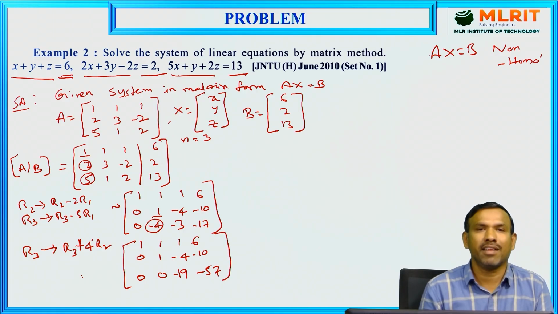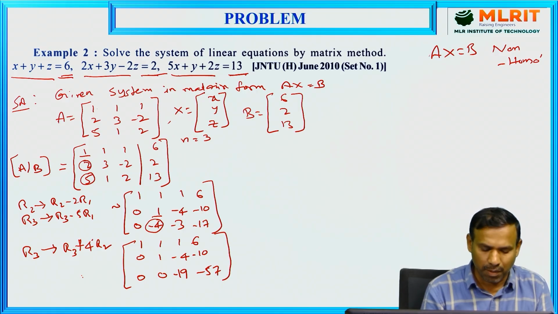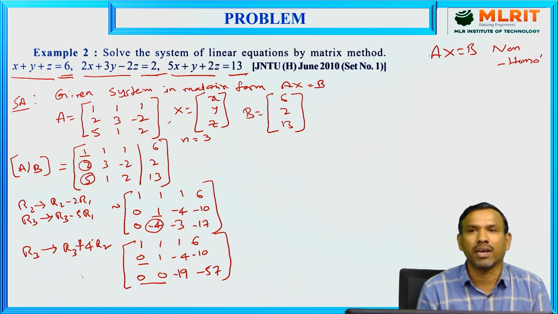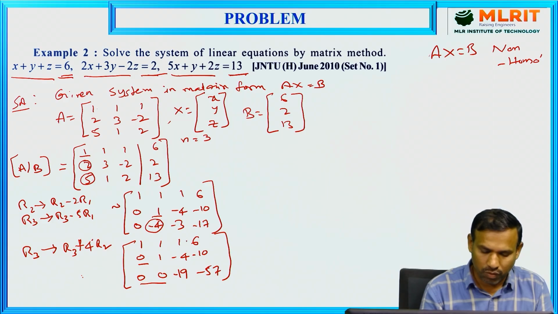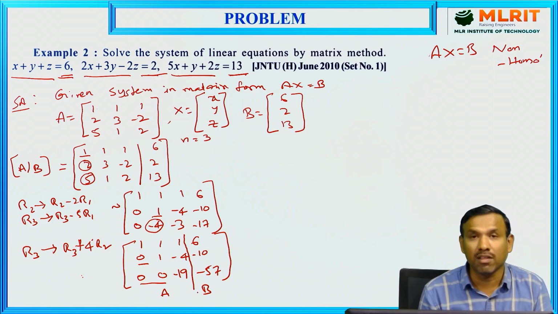Now, clearly it is in echelon form. What is the checkpoint for the echelon form? The number of zeros before the first non-zero entry. So here 1 zero, here 2 zeros. That zero count should increase, so that is echelon form. So here if I separate the matrix, this is A matrix, this is B matrix.